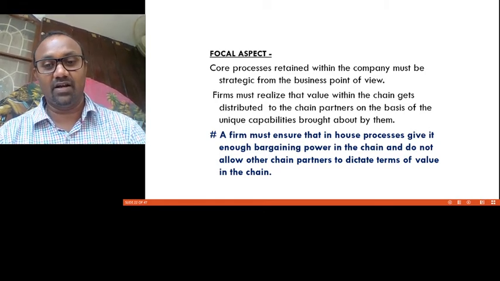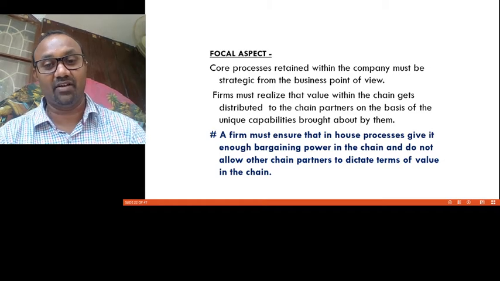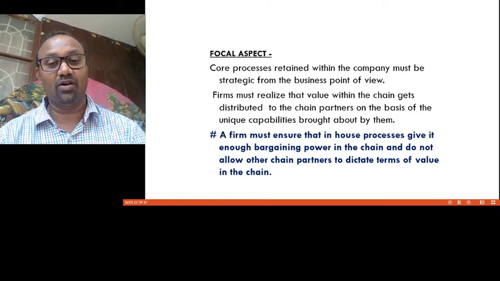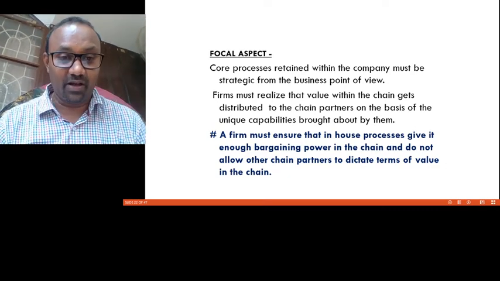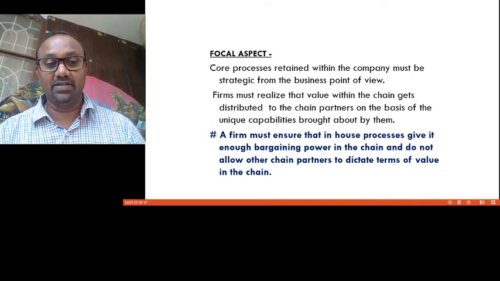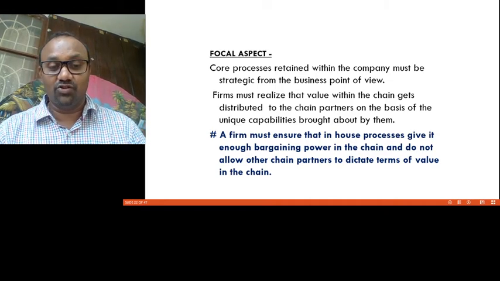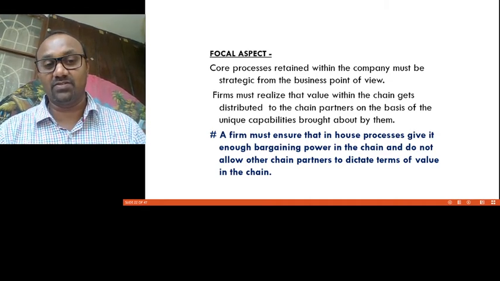So a firm must ensure that in-house processes give it enough bargaining power in the chain and do not allow other chain partners to dictate terms of the value chain. So one aspect that you must keep in mind is that it is your firm, and it is you who is outsourcing it to the best of the class.